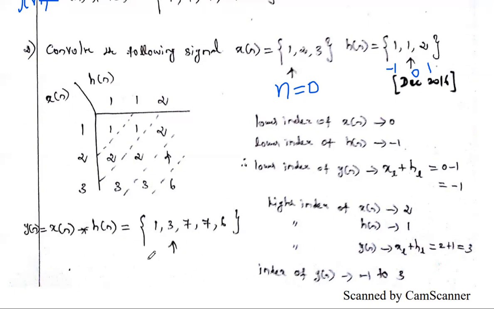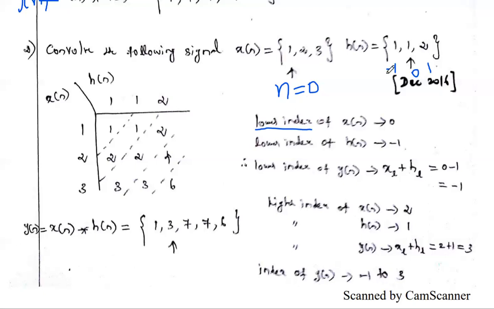To indicate that arrow, we have to use some extra method if the arrow is given. In order to calculate it, first we should identify the lower index of x of n, that is, the starting value of x of n. This x of n starts at n equal to 0 and ends at n equal to 2. So n equal to 0 is the lower index. The lower index of x of n is 0.